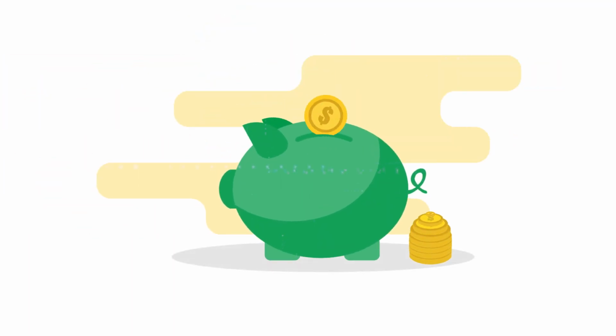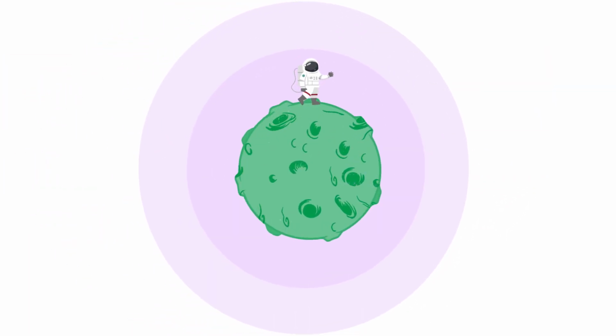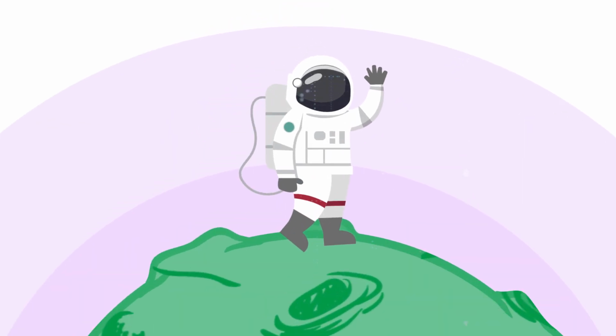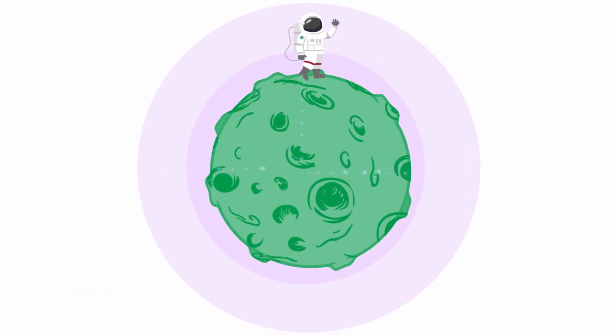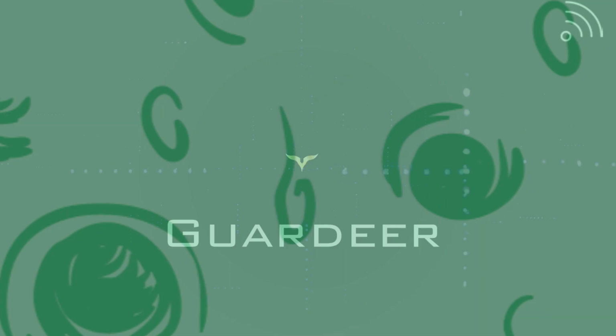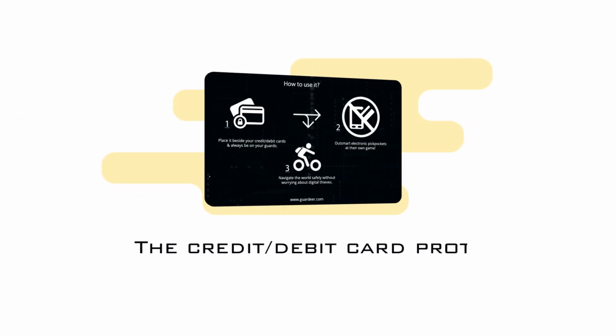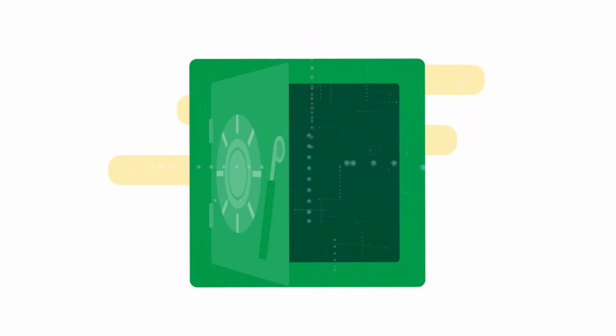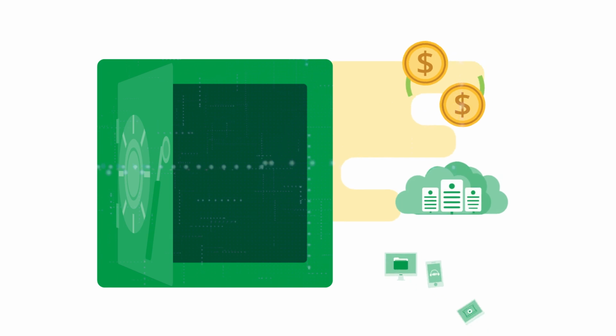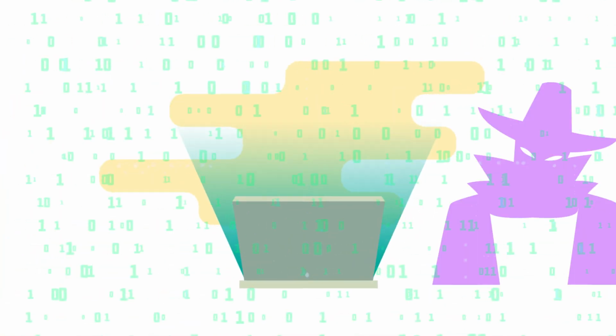Listen, folks, every penny counts. Everything starts with an idea. Thus, man has reached the moon and with it created miracles. One of the brilliant ideas is Guardeer, the credit and debit card protector. We are all always concerned with keeping our money and data in a safe place, away from digital thieves.